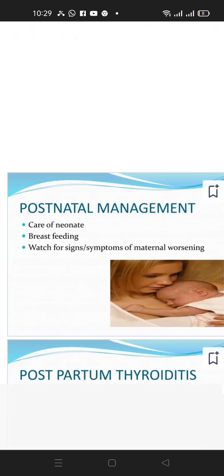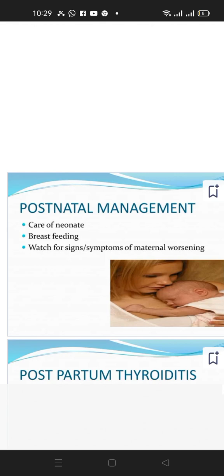So postnatal management is care of the neonate, breastfeeding, and watching for signs and symptoms of maternal worsening. If the mother is hypothyroid and you are giving thyroxine to the patient, then you have to monitor the fetus for any signs of hypo or hyperthyroidism.